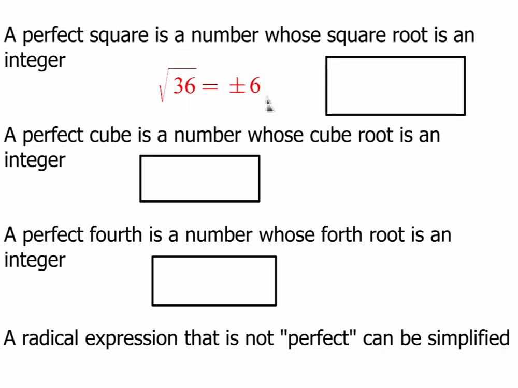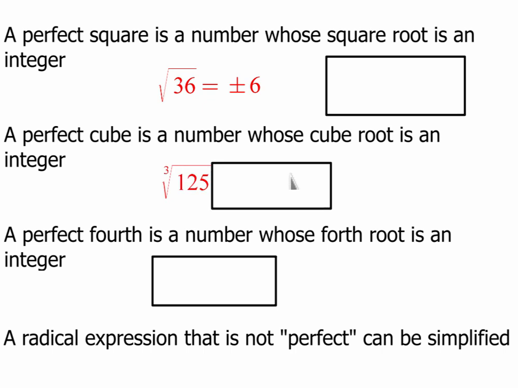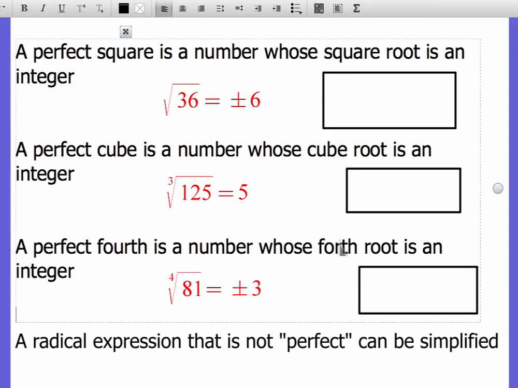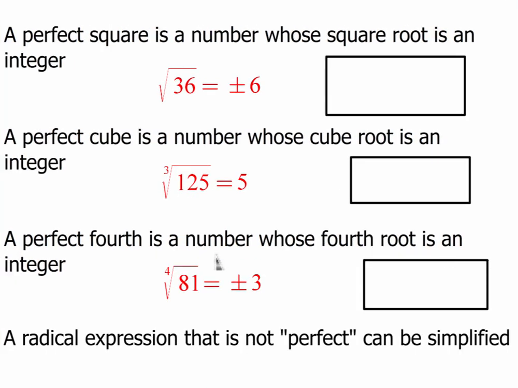For example, the square root of 36 is 6, so 36 is a perfect square. A perfect cube is a number whose cube root is an integer. So 125 is a perfect cube because the cube root of 125 is 5. A perfect fourth is a number whose fourth root is an integer. For example, 81 is a perfect fourth because the fourth root of 81 is 3. And radical expressions that are not perfect can be simplified.